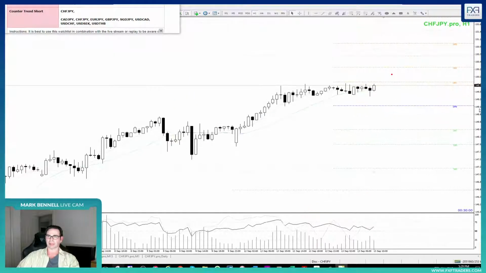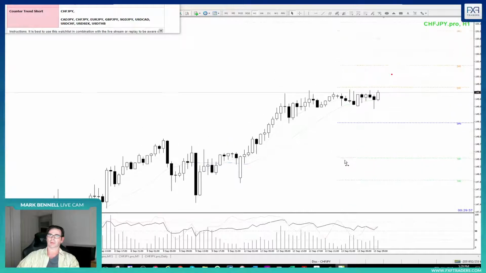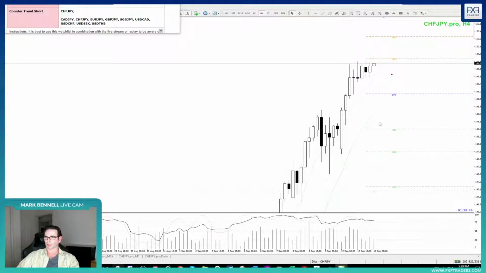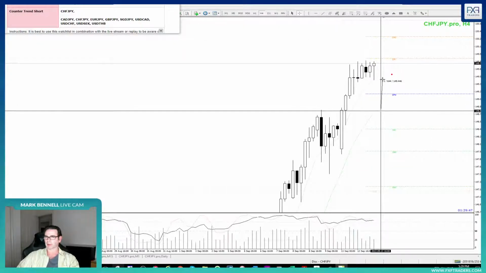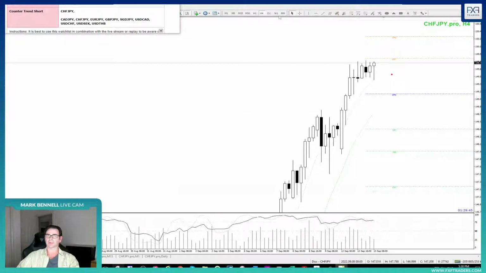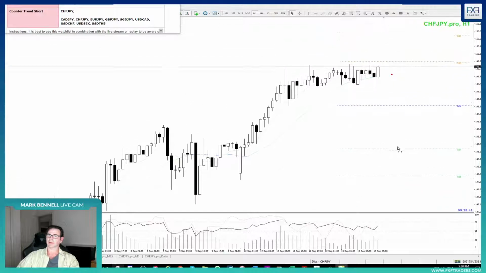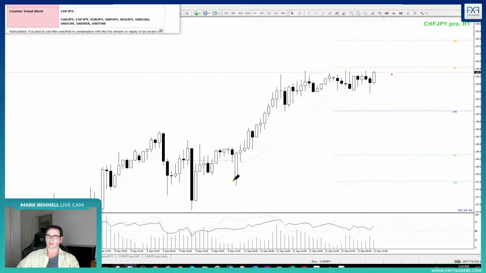What I am seeing now, though. Well, so let's go back to the 4 hour. There's a bit of room. It's tested the short-term moving average. There's a little bit of room here to the 20. There's about 50, 60 pips. And I'm seeing this structure here as either one of two things.